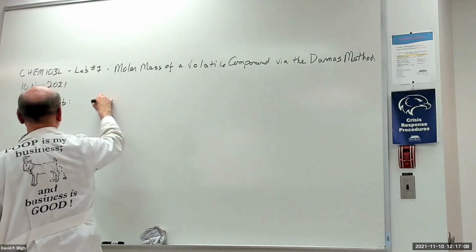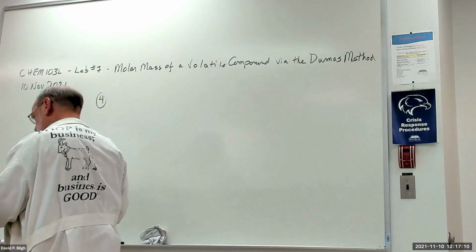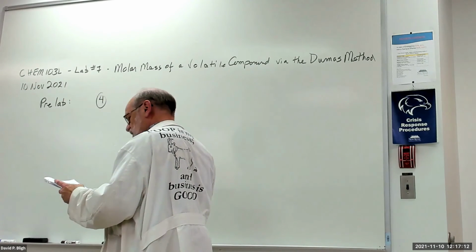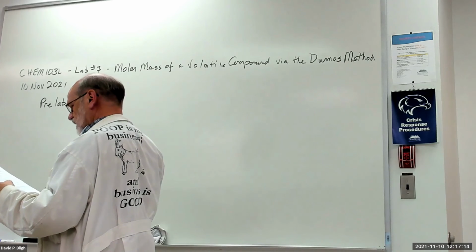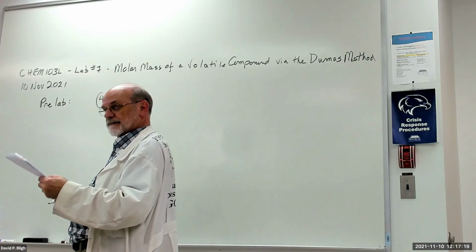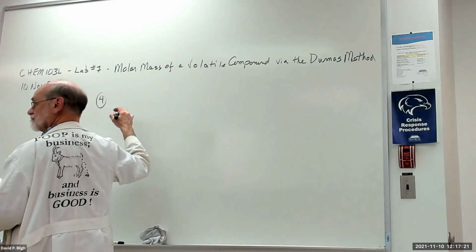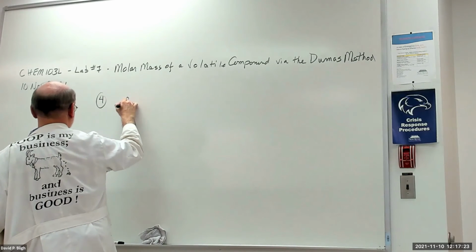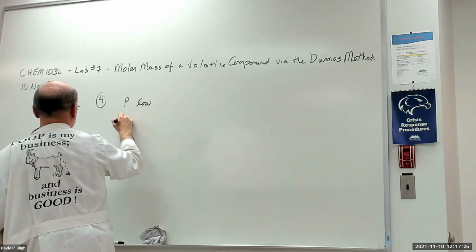Okay, 4. When can a real gas behave as an ideal gas? What are the conditions? And are they met in this experiment? Very low pressure, but very high temperature. Right. Pressure low, temperature high.